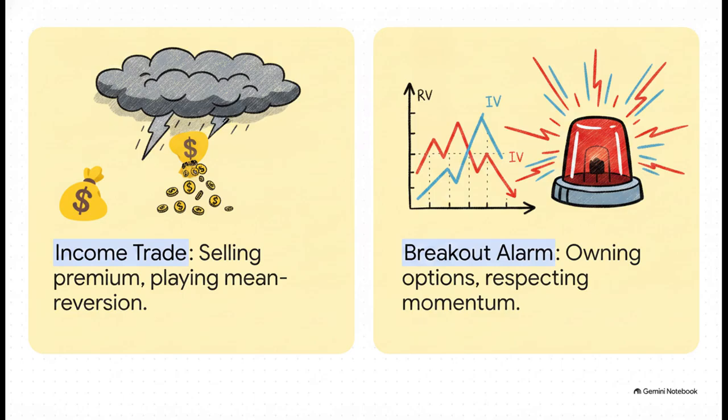Now let's break down Scenario 12, which I call the breakout alarm. This triggers when 30-day realized volatility violently crosses above implied volatility. Think about it. For months, the income trade works beautifully, right? You're selling premium, playing mean reversion, assuming IV is just rich. But the exact moment RV crosses above IV, the tape is moving more than the options price. Insurance is literally cheaper than the storm that is already happening outside your window. The income trade's edge just violently inverted. This confirms a massive regime change, and you must immediately pivot to owning options and respecting the momentum.